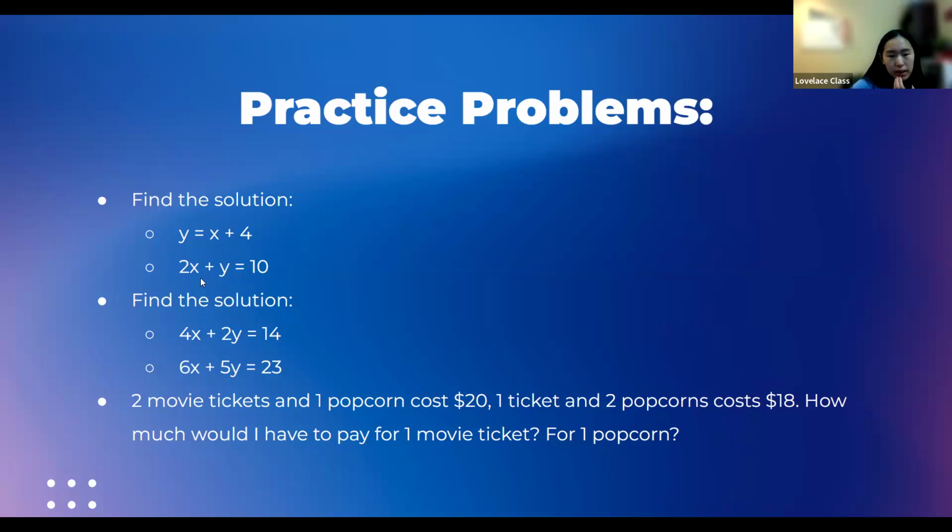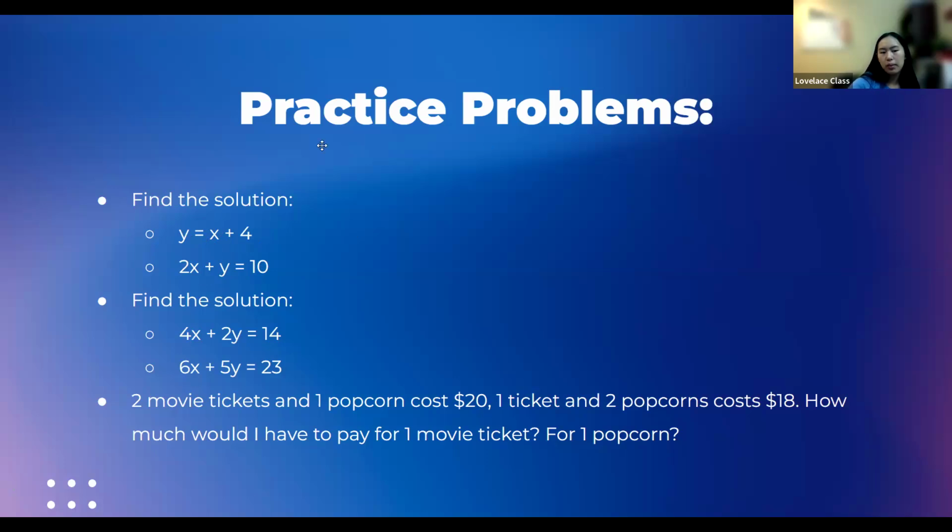You could also do this through elimination, actually, where you have y minus x equals 4, right? So then you could just subtract it. So then you get 3x equals 6, and then you get x equals 2 again. Plug it back in, y equals 6.